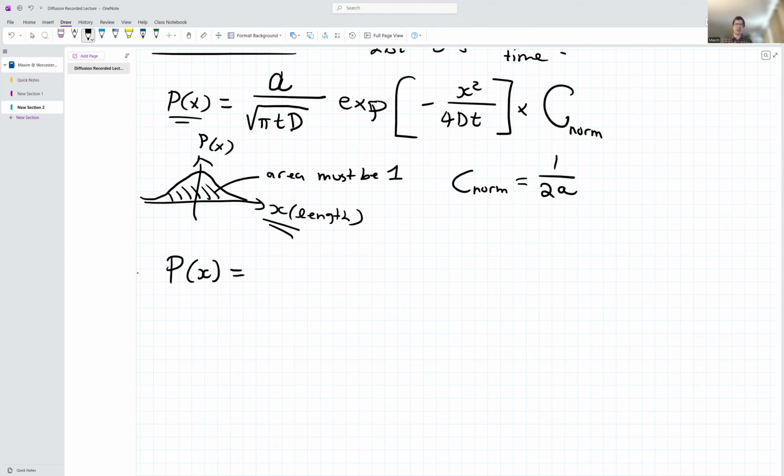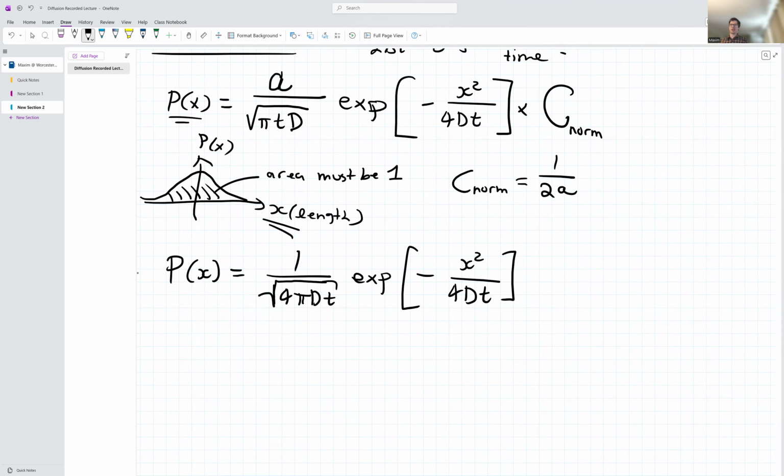That's what it is. And here is our final distribution. It's 1 over the square root of 4 pi times the diffusion coefficient times time, and then it's exponential of minus x squared over 4 times the diffusion coefficient times time. This is the bell curve. It describes the position of a random walker with a certain diffusion coefficient.